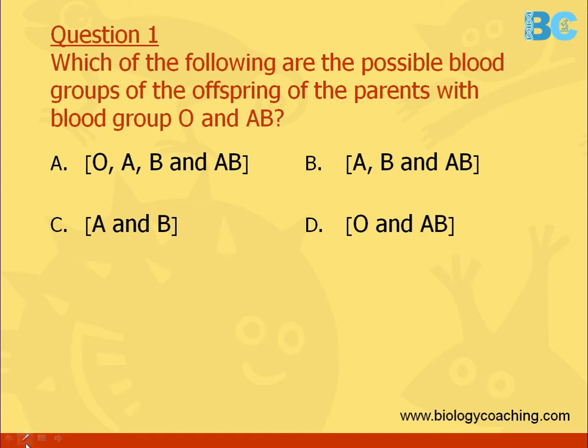And the answer is A and B, because here in the first parent the condition is this one, and in the second parent the condition is like this. So you can have the answer blood group A and blood group B.